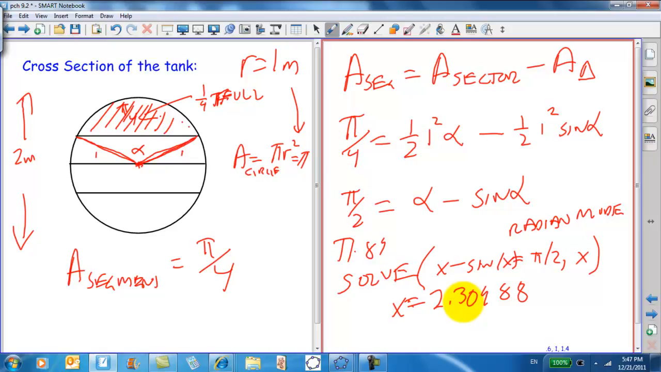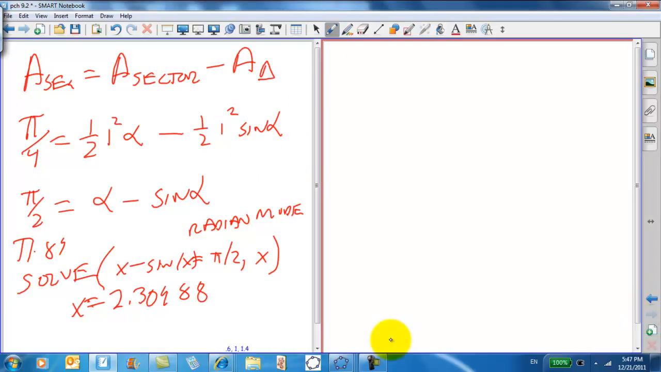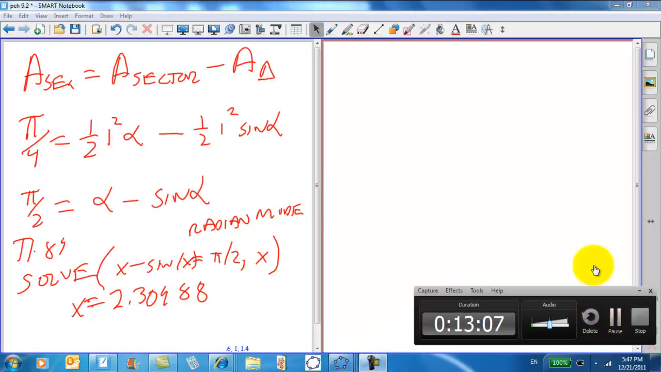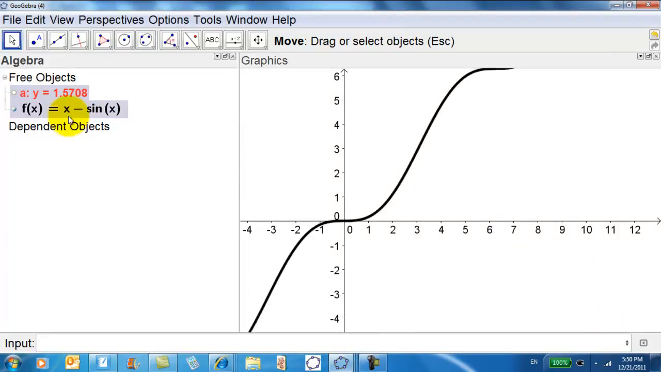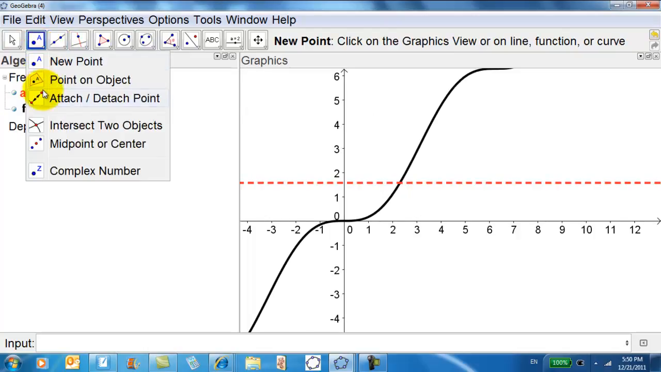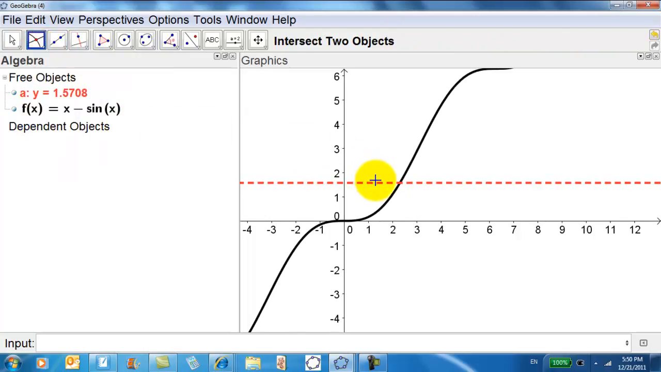But let's make sure. Let's look at a picture of this, to make sure that there's another answer that we might be looking for. So I'm going to go to GeoGebra. Okay, here we are in GeoGebra, and I've graphed x minus the sine of x, which is something you can do on your TI-89. It's a strange looking graph. And now I'm going to intersect it with y equals pi over 2. And you can see we only have one point of intersection. Let's intersect these two objects. The only answer we got, that 2.3 answer. Okay, so that's GeoGebra.